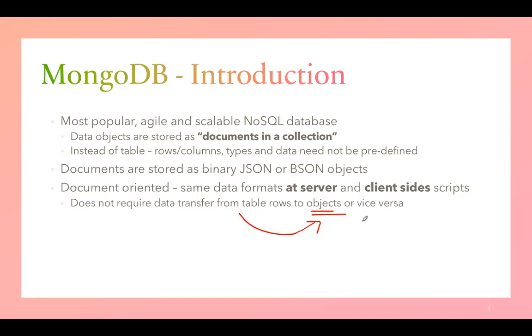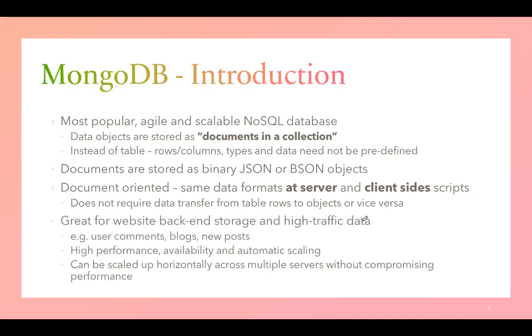So in that way, you do not have to do any type of transformation, or there isn't any impedance mismatch that we mentioned previously. And that's why we wanted to have some sort of hybrid object relational mapping. So here we do not need that object relational.